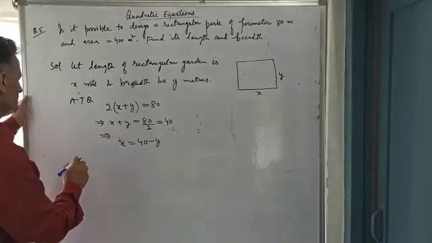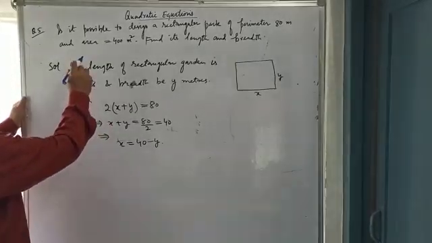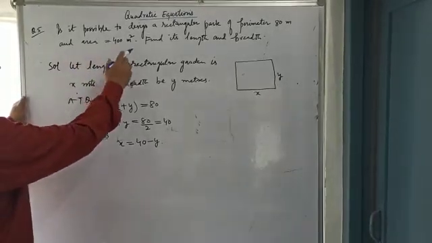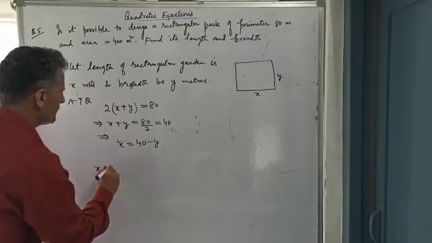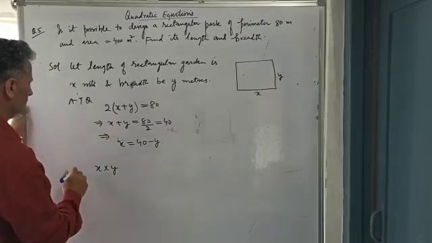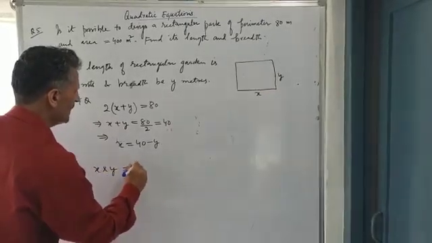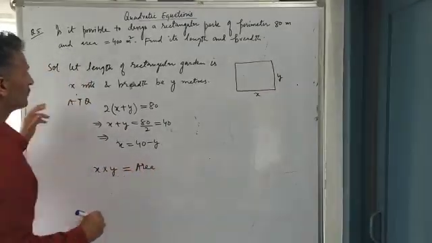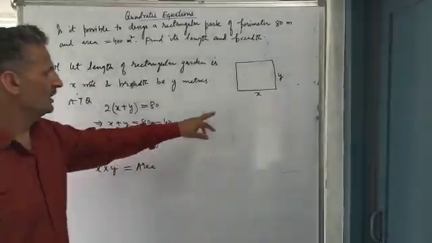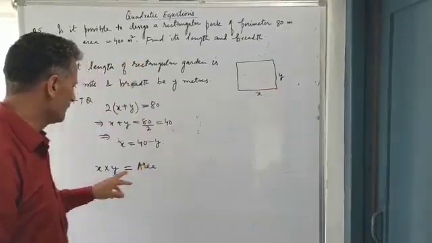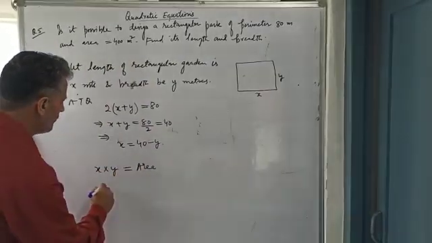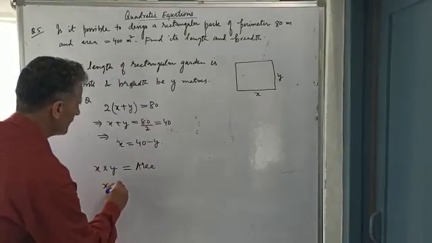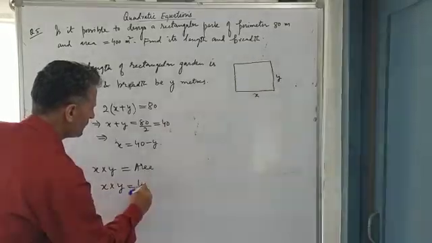And the second statement given is area, that is length into breadth. It is given in the question, length is x, breadth is y. So area is x into y, which is equal to the given area, that is 400. x into y equal to 400 here.